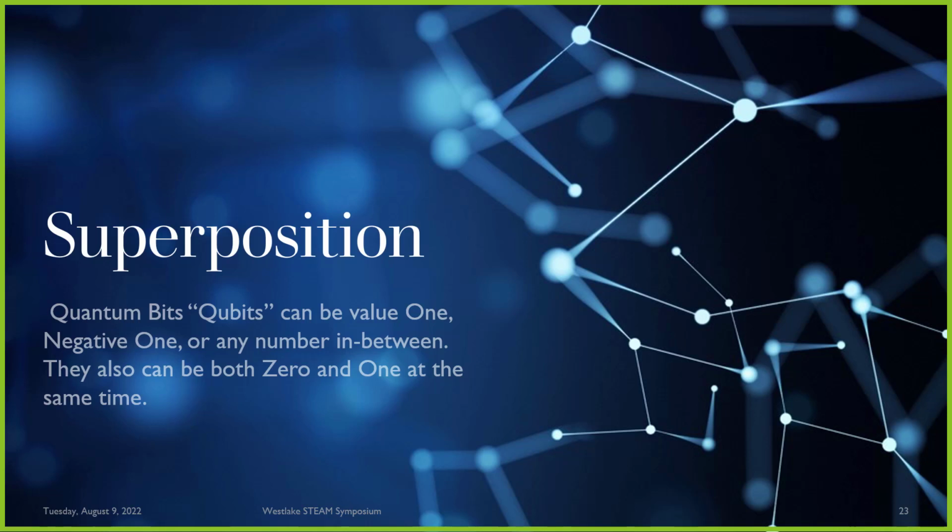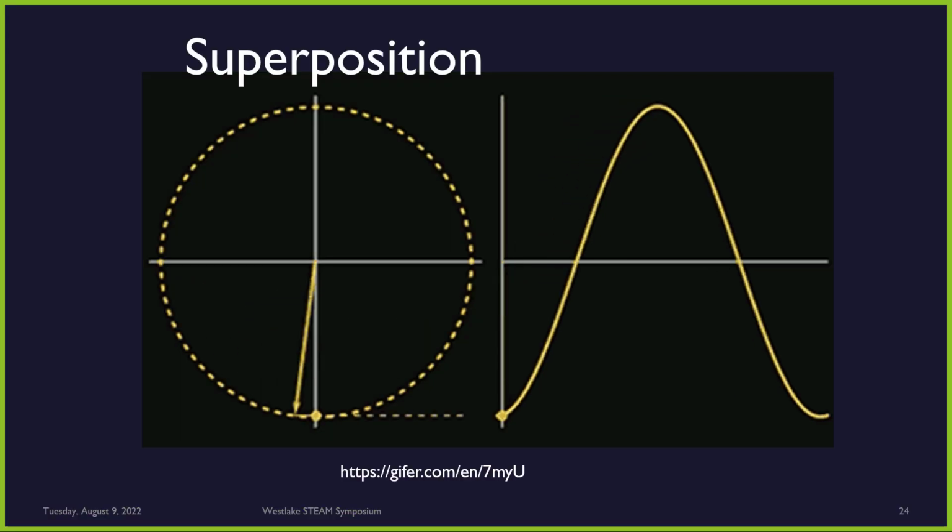Superposition is one of two important properties of quantum physics that we use in making our quantum computers work. Quantum bits, qubits, can be value 1, -1, or any number in between. They can also be both 0 and 1 at the same time. Superposition.